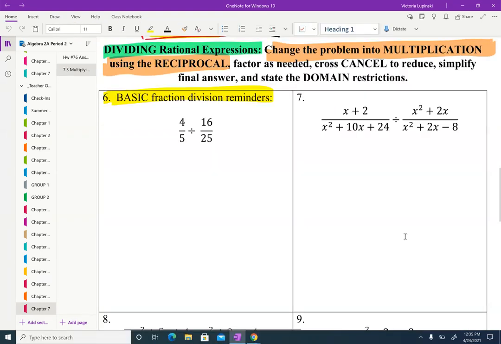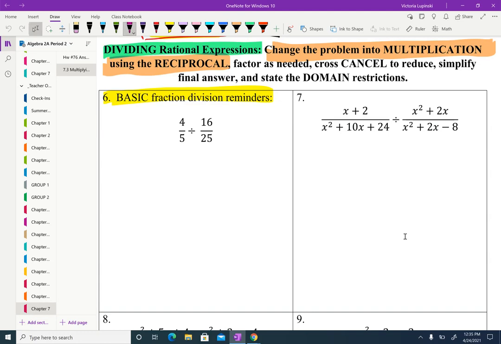All right, so now we're on to the back, and notice here on the back, we are going to be dividing rational expressions. If you take a look at the directions, all the directions are exactly the same except for one part. In order to start the problem, you have to change the problem into multiplication by using the reciprocal. Then you're going to factor, cross cancel, reduce, simplify, and then again, state the domain.